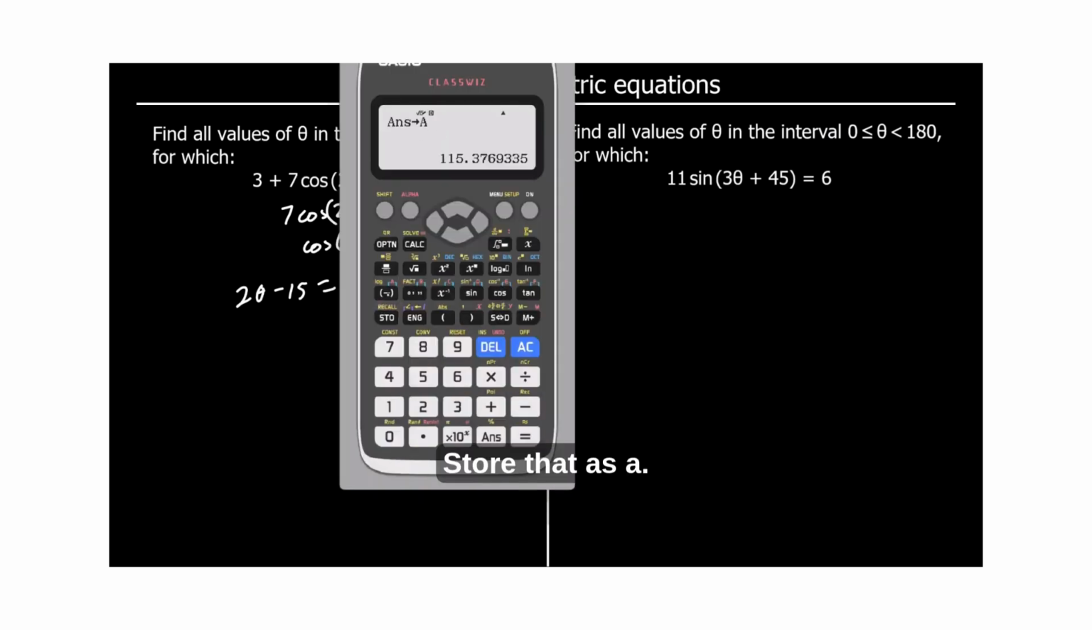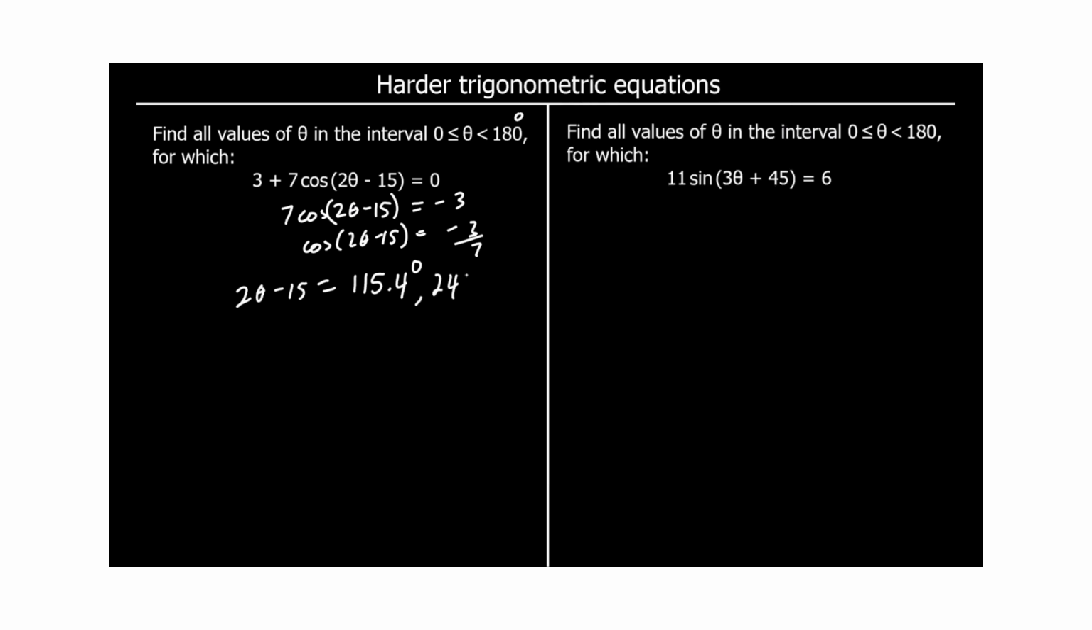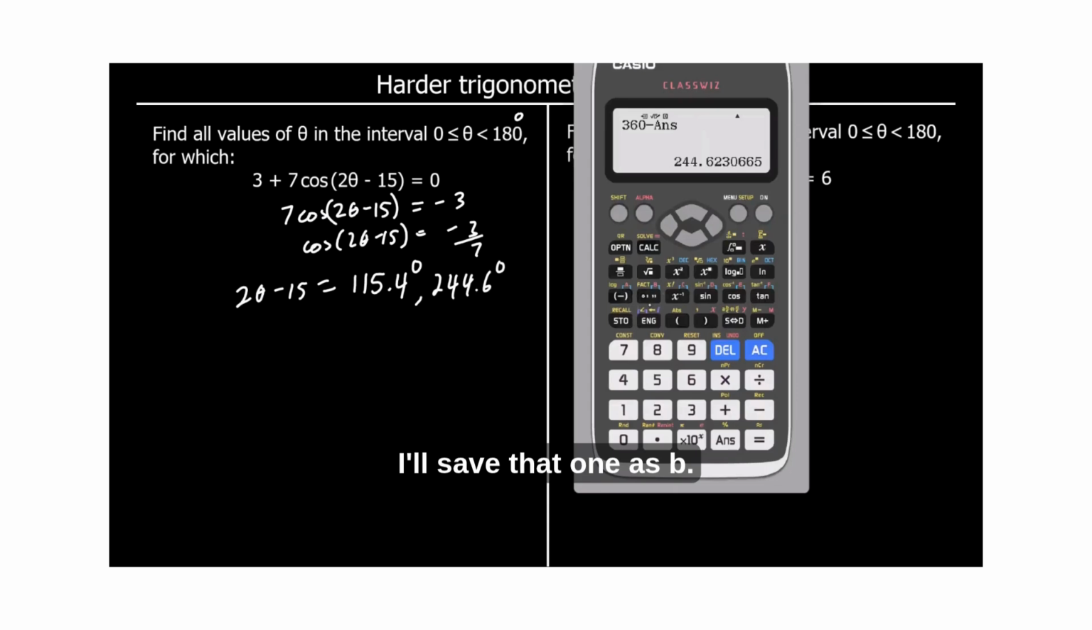Store that as A. Our second answer for cos is 360 minus the first answer, 244.6. I'll save that one as B. We want 2 theta plus 15. So we're going to be adding 15 and then dividing by 2. So these will be the only 2 answers we want.